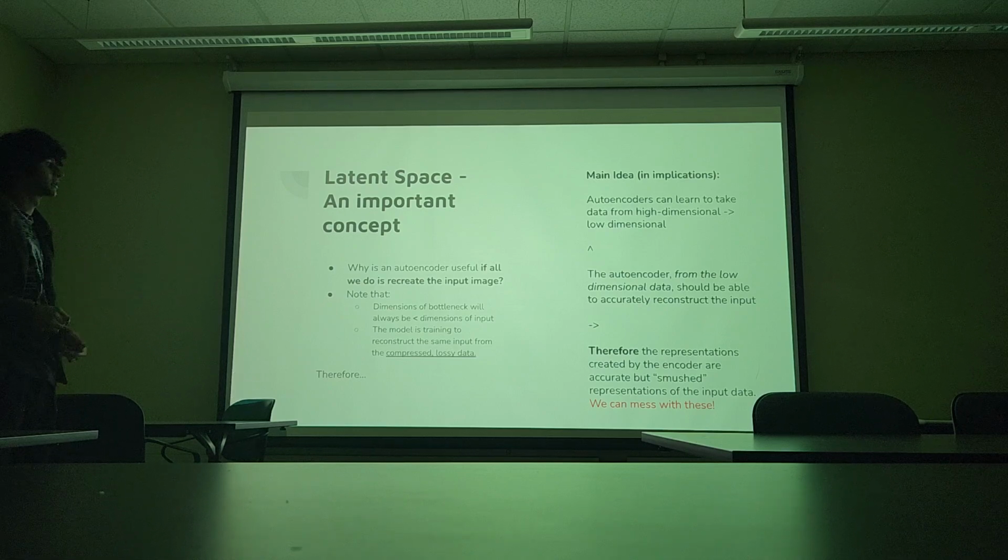So what I'm trying to get at here is the representations created by the encoder, those points in latent space created by the encoder, are somewhat accurate but smushed representations of the input data. So if the autoencoder can blow up that bottleneck back into the input image, if it's actually able to do that, then that point in latent space to that autoencoder is significant. It can actually work with that, right?